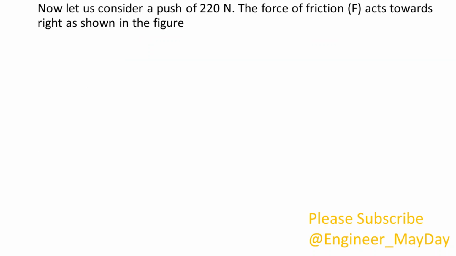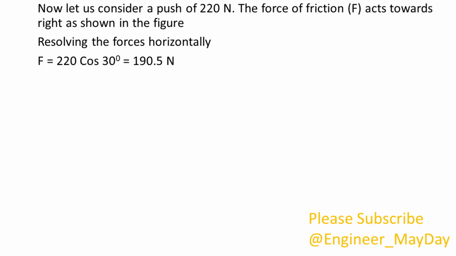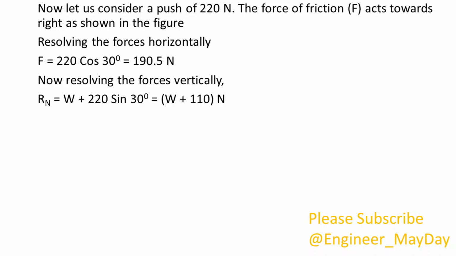Now let us consider a push of 220 newtons. The force of friction, F, acts towards the right as shown in the figure. Resolving the forces horizontally, F equals 190.5 newtons. Now resolving the forces vertically, Rn equals W plus 110 newtons. From F equals mu Rn, 190.5 equals mu into (W plus 110).